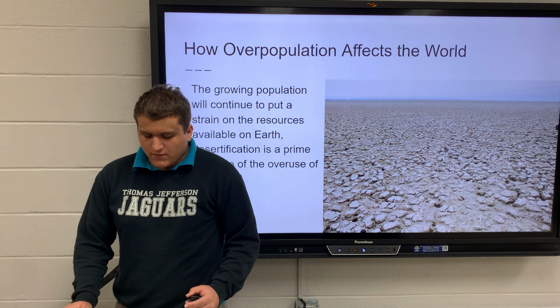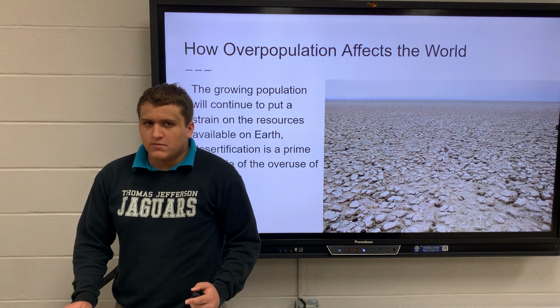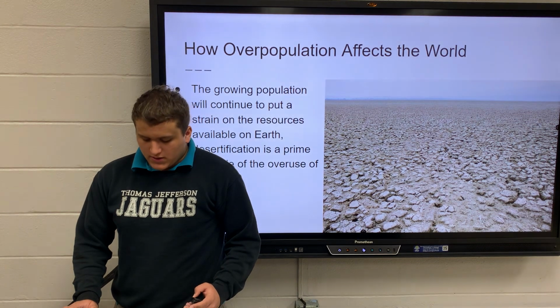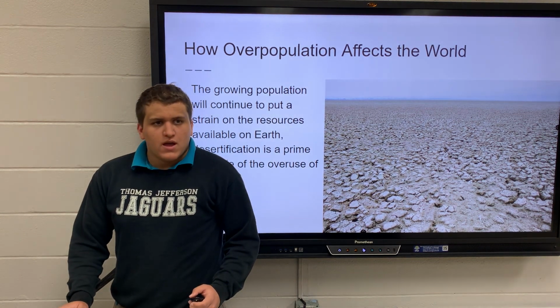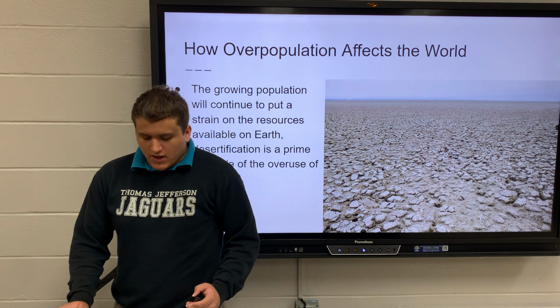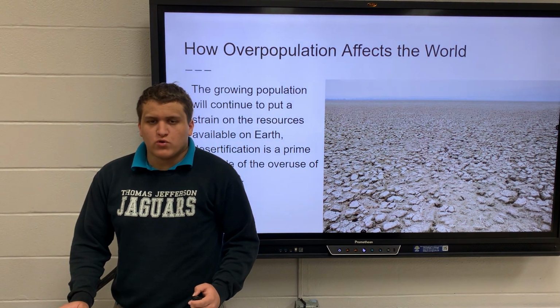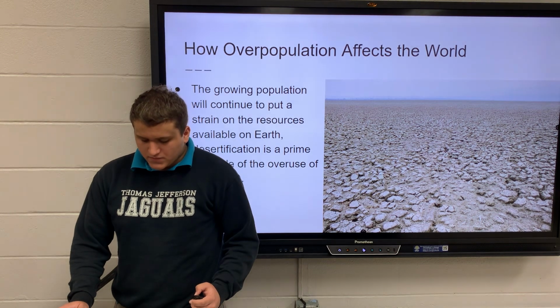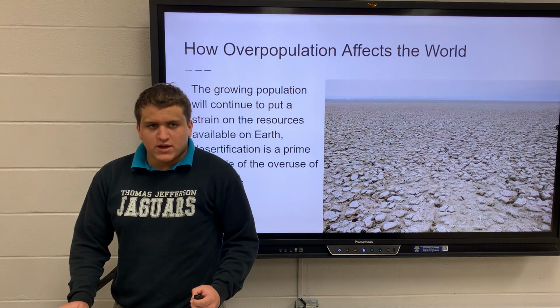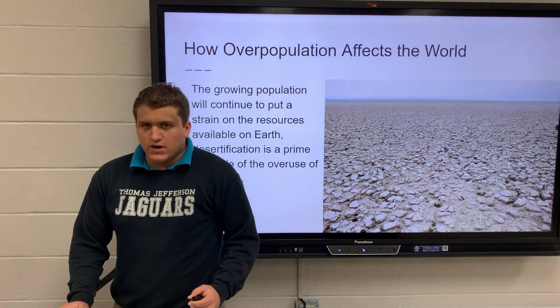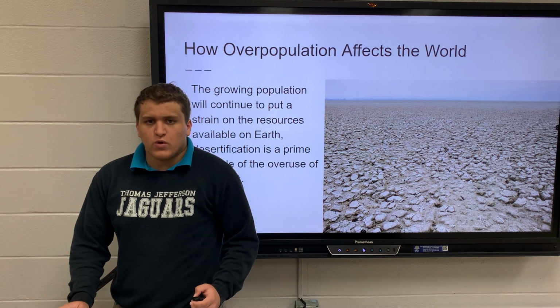Overpopulation has many effects on the earth and all life inhabiting it. One of which is the strain it puts on the resources available on Earth. Desertification is a prime example of this, as the overuse of land can make it completely unusable for growing crops and livestock. This overuse of land will only get worse over time as our population rises. It is also important to remember what we put into the environment, as pollution will also be on the rise along with our population.